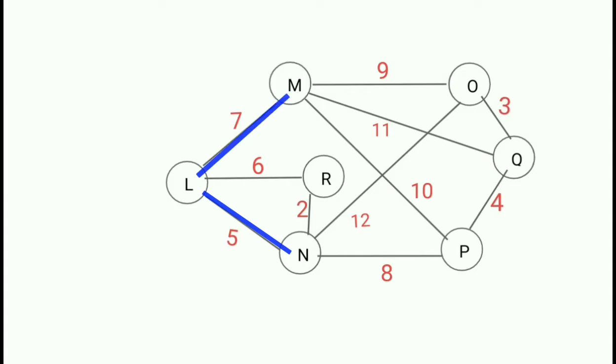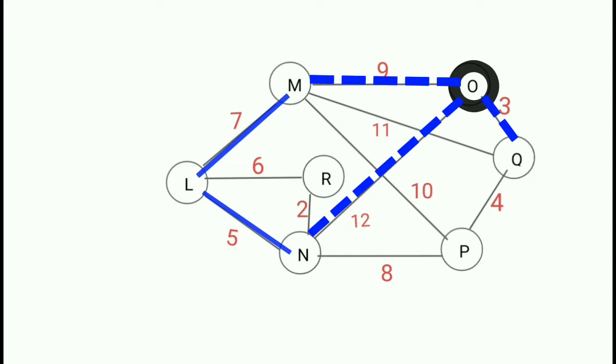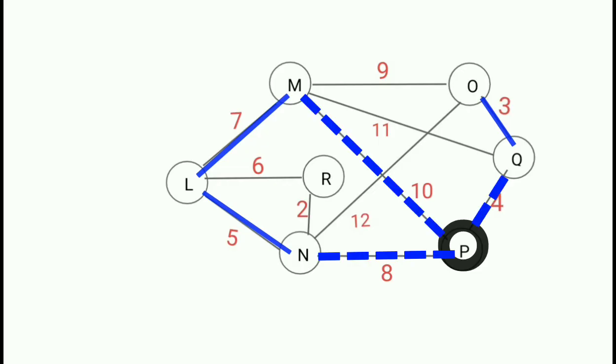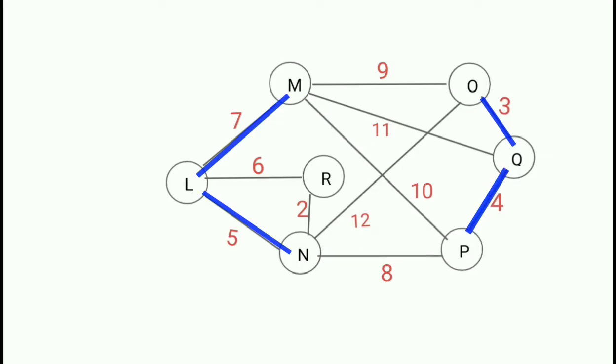Next is node O. Node O has 3 adjacent edges: 9, 12, and 3. So obviously 3 is the minimum value. Next is node P. Node P has 3 adjacent edges: 8, 10, and 4. So 4 is the minimum value. Next is node R. Node R has only 2 adjacent edges: 6 and 2. So obviously 2 is the minimum value.